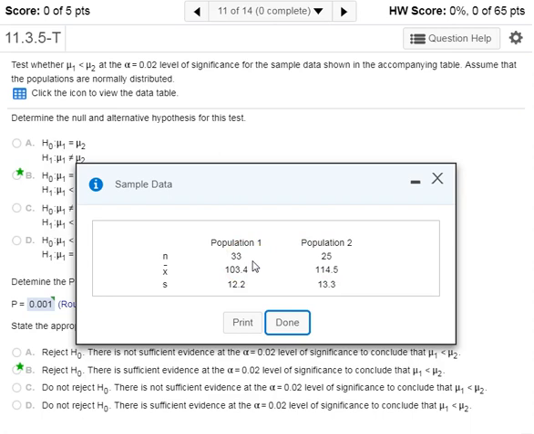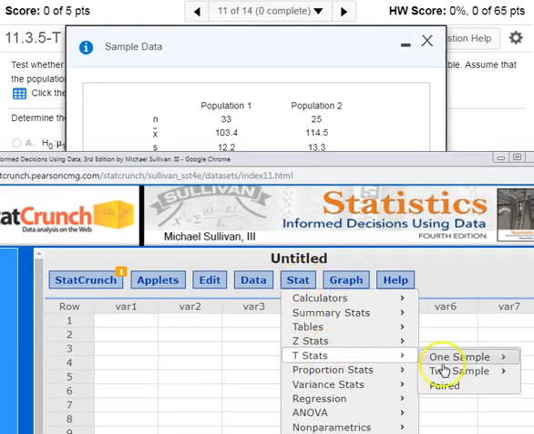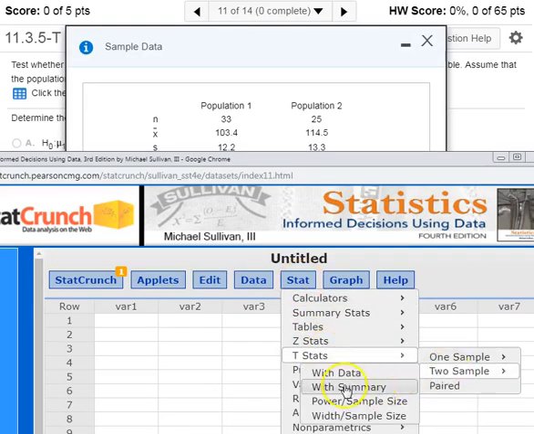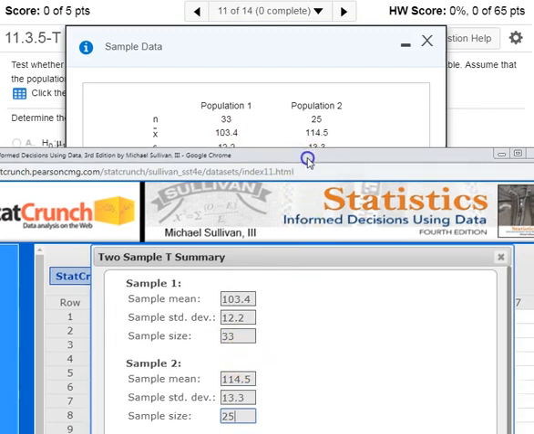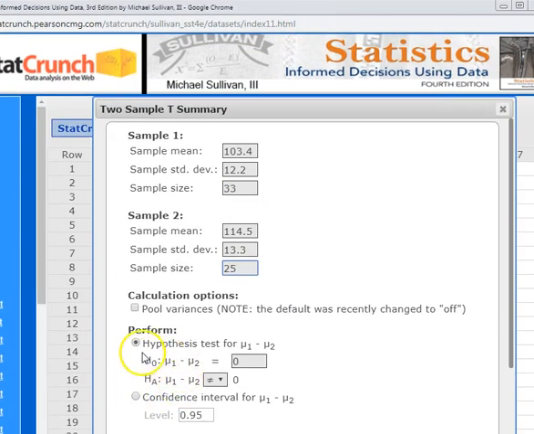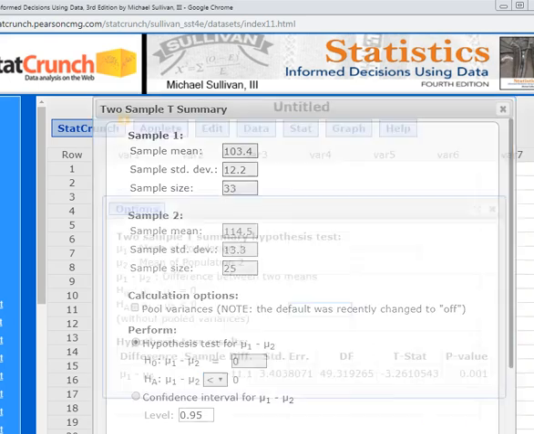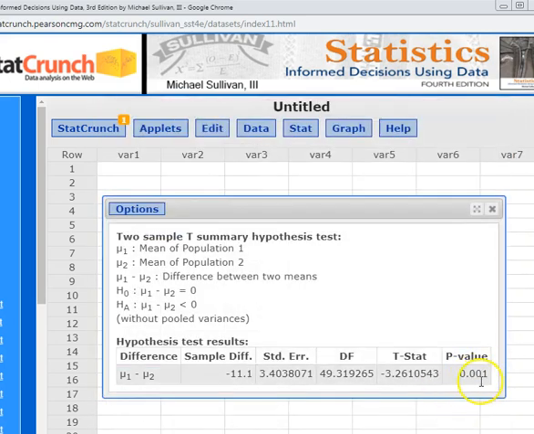And once again, we can go into StatCrunch and enter in these summary statistics. We want to go to Stat, T Stats, Two Samples, and we have the summary statistics. So enter in the information for mean, standard deviation, and sample size for each of the samples. We're doing a hypothesis test this time. Our null is the equality. There's no difference, so the subtraction is equal to 0. And our alternative was the less than. And when we go down and hit compute, we'll get our p-value for our comparison of the two samples.